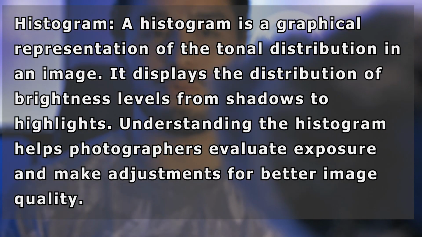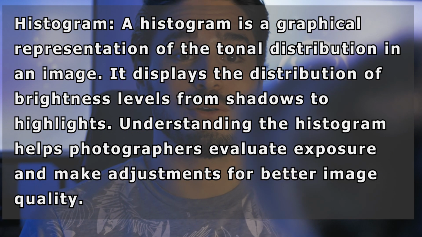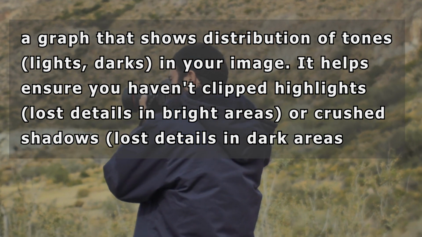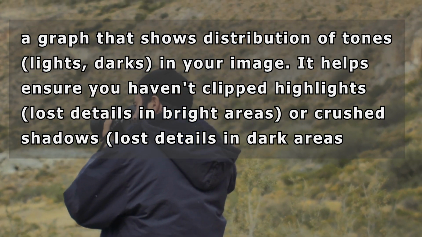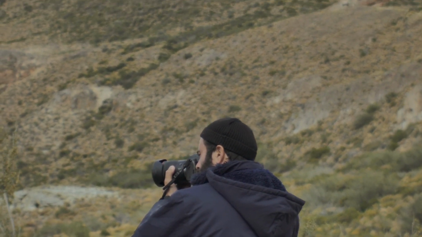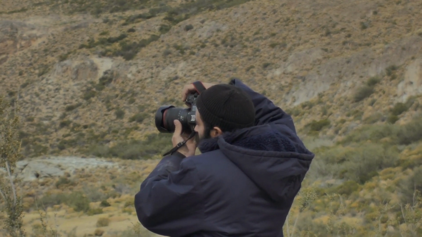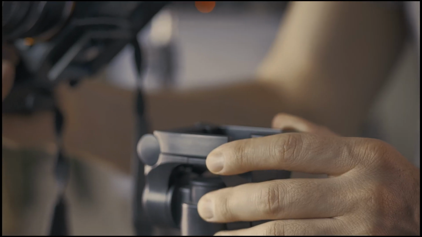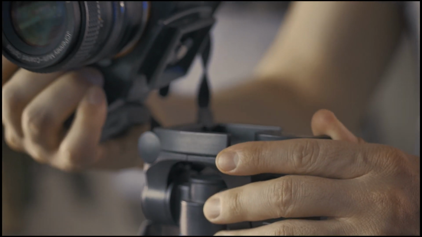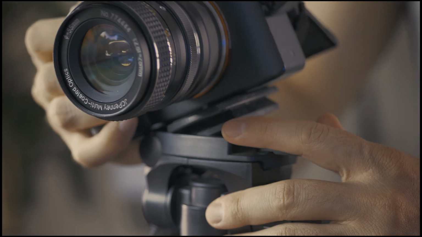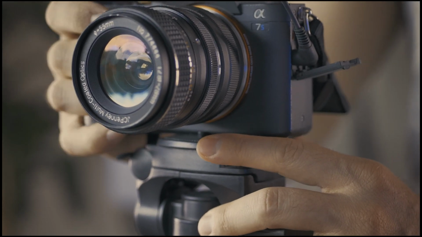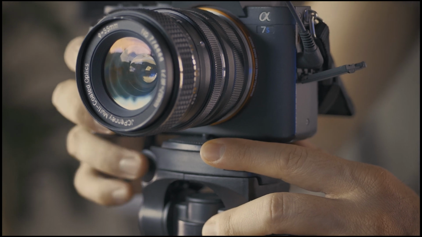9. Histogram. A histogram is a graphical representation of the tonal distribution in an image. It displays the distribution of brightness levels from shadows to highlights. Understanding the histogram helps photographers evaluate exposure and make adjustments for better image quality. A graph that shows distribution of tones in your image. It helps ensure you haven't clipped highlights, lost details in bright areas, or crushed shadows, lost details in dark areas.